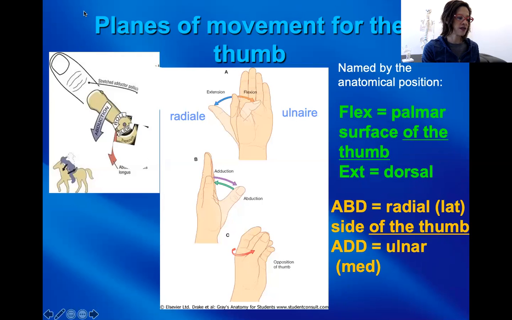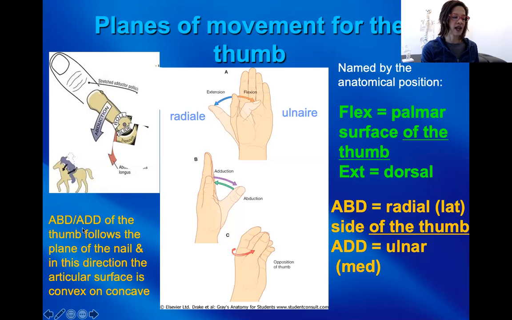And as far as the ab and adduction go, you can use a nice reference point as being the nail, because in the ab and adduction, the plane of movement is the same as the nail. And as you can see here, the surface is also convex. So we can say that the abduction and adduction of the thumb follows the plane of the nail, and in this direction, the articular surface of the first metacarpal is convex on concave.